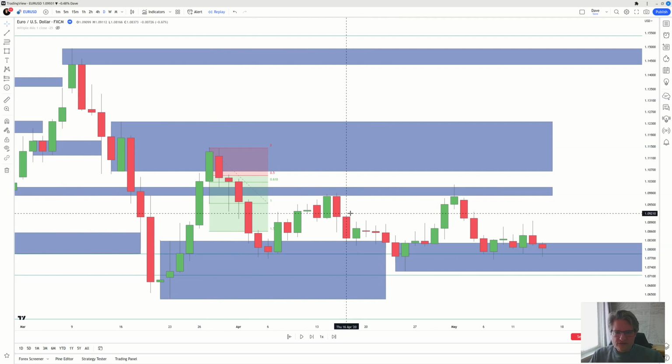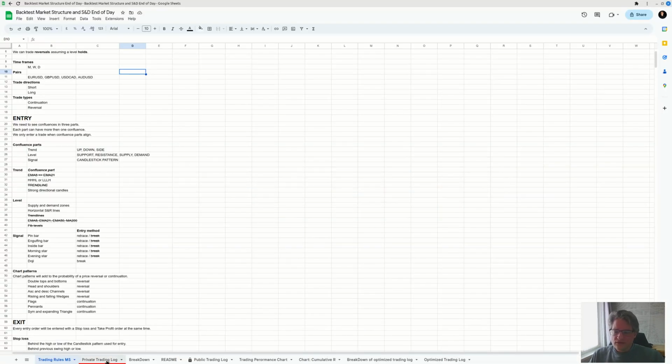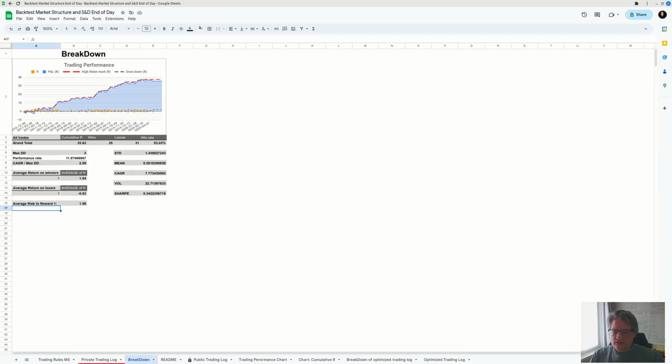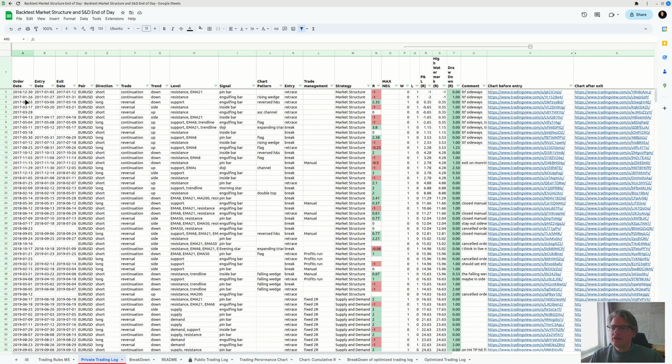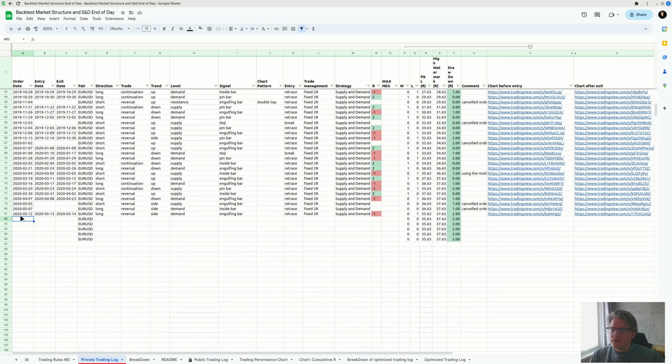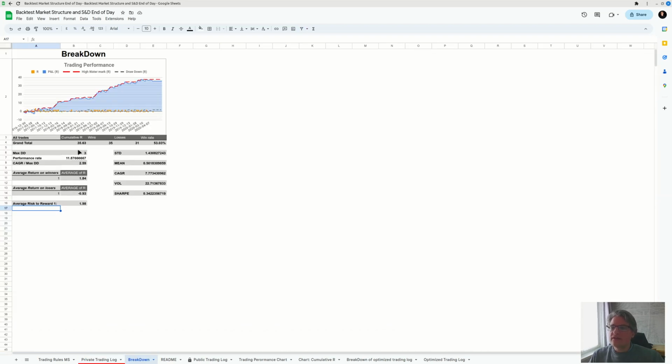So if we take a look at the results thus far, they are reasonably promising. If we go to the breakdown, here you can see the curve of the cumulative R, so the profits and losses. So that looks pretty good. How long has this been? Since 2017 up until May 2020, so almost 3.5 years, making 35R, so that's 10R per year. That's just for one pair.